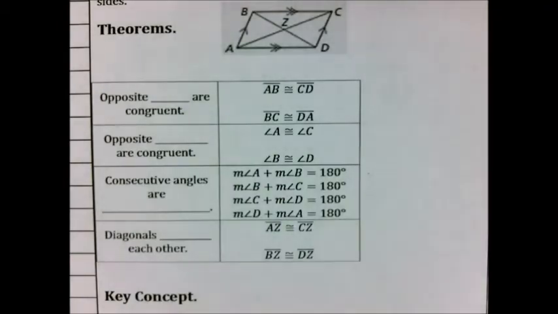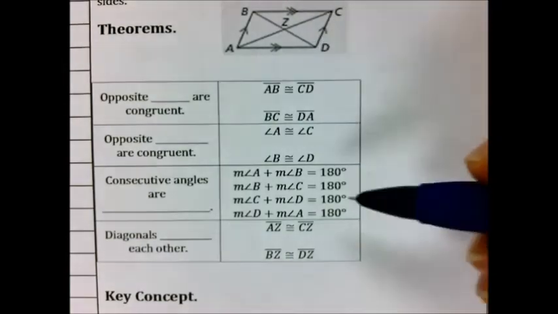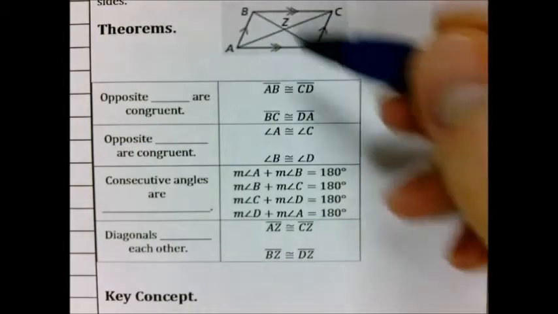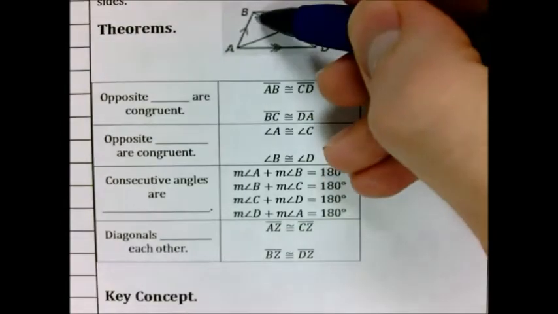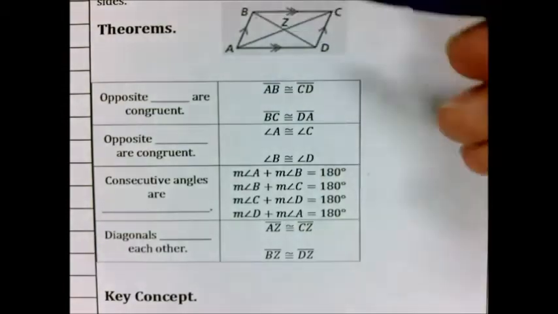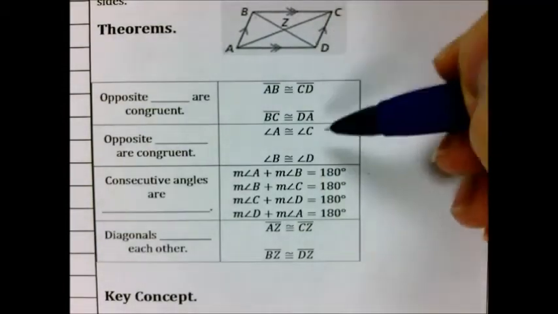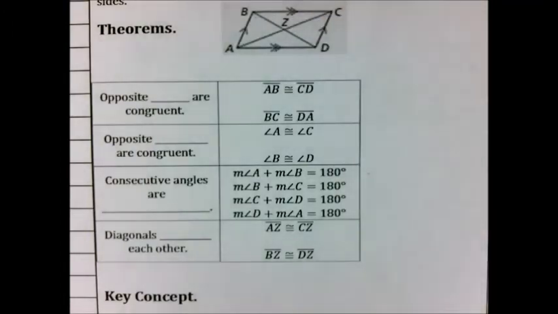Thirdly, consecutive angles are supplementary. Consecutive means the ones that are lying right next to each other. So C and D are consecutive angles, B and C are consecutive angles, B and A, and D. Anything that is right next to each other, those are what we're talking about when we say consecutive angles. And remember, supplementary means that two angles add up to 180 degrees. That means angle A plus angle B is 180. Angle B plus angle C is 180. C and D are 180, and then D and A are 180 degrees.